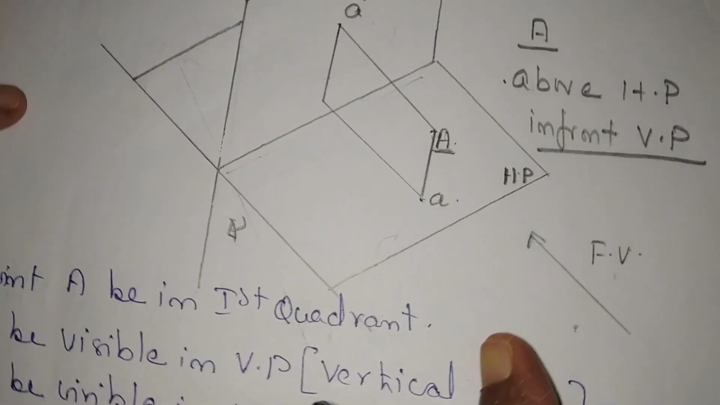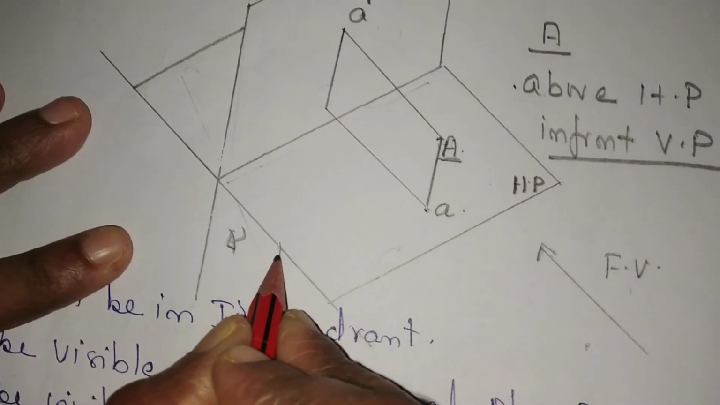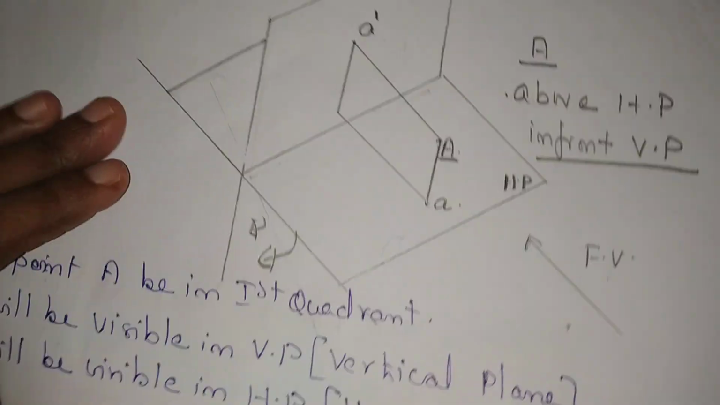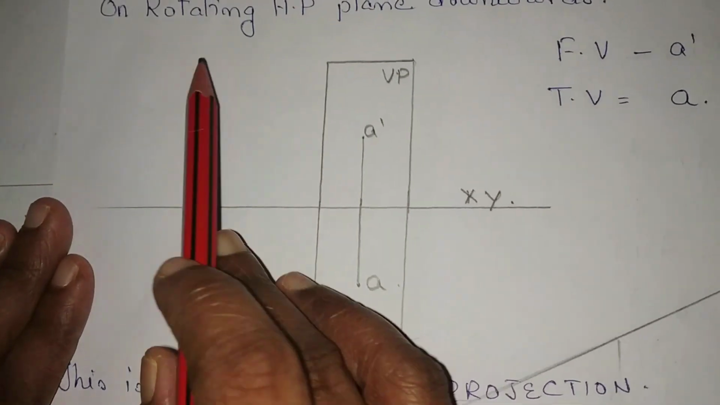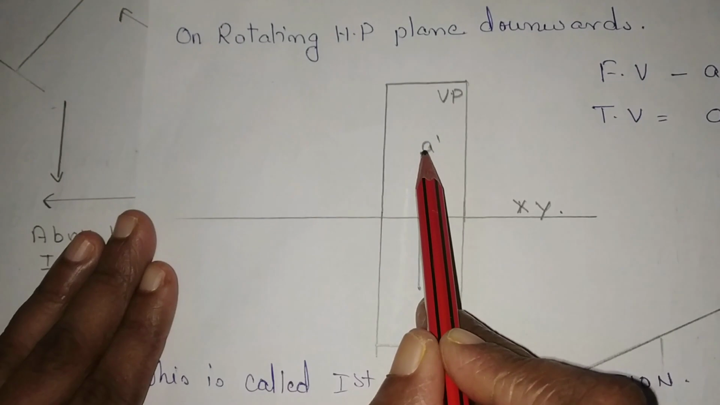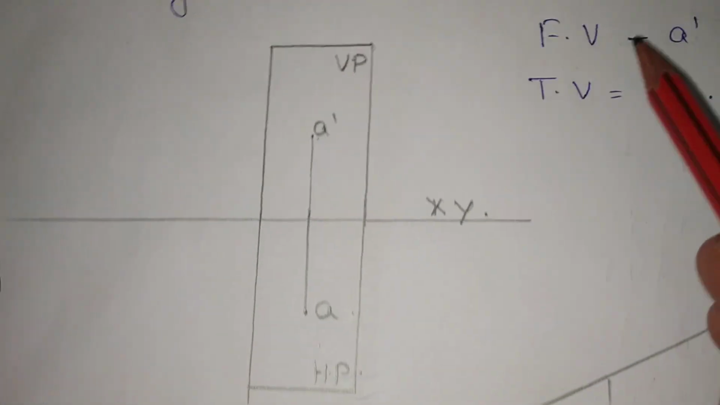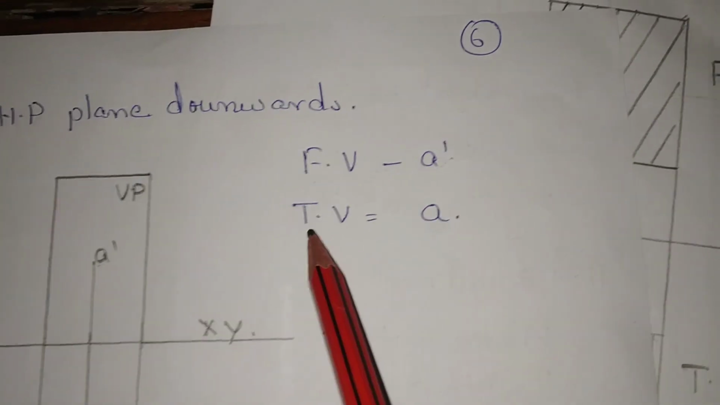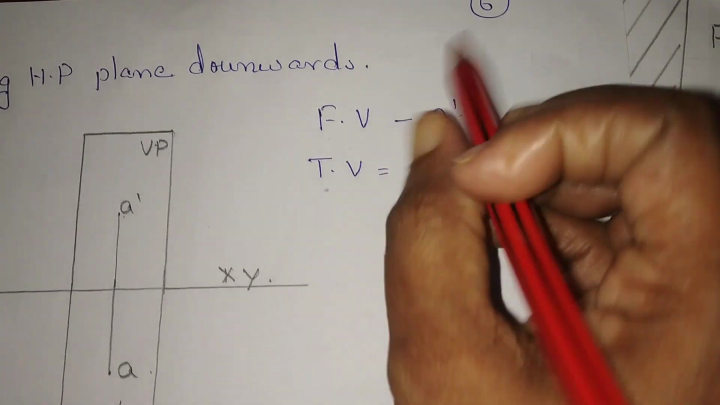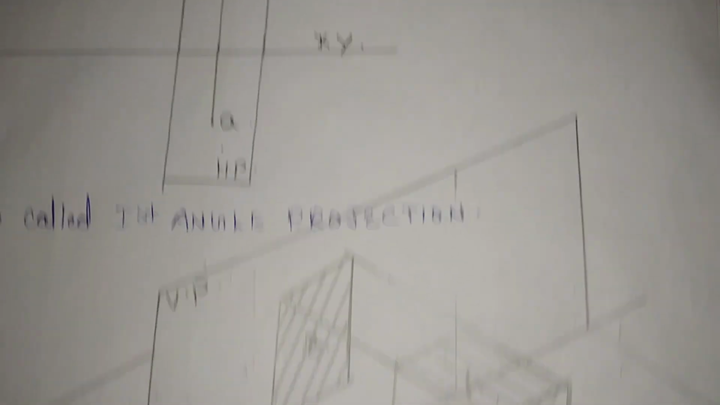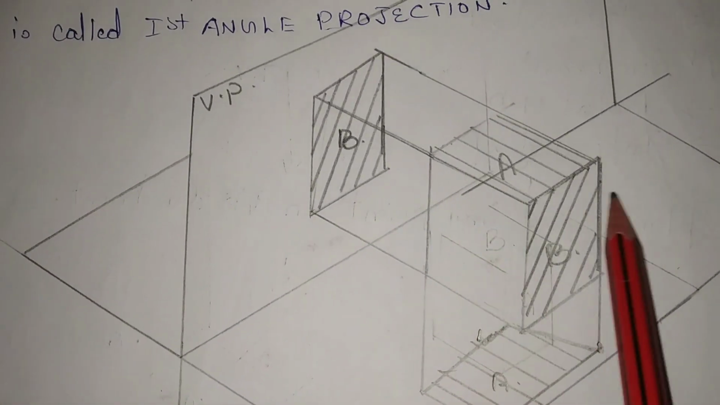Once you rotate this HP, if I rotate this HP plane 90 degrees downward, you can see it like this. On rotating the HP downwards, I have the front view A dash here and top view A here. Front view is always denoted by dash and top view is denoted by A. So this is for a point.